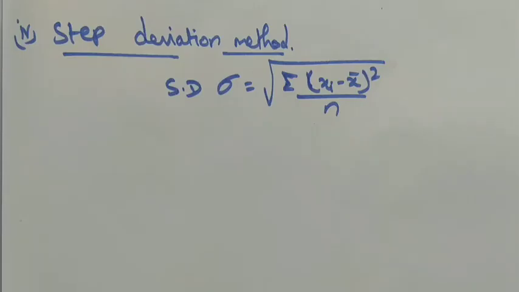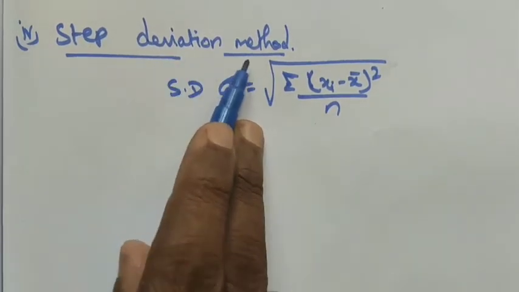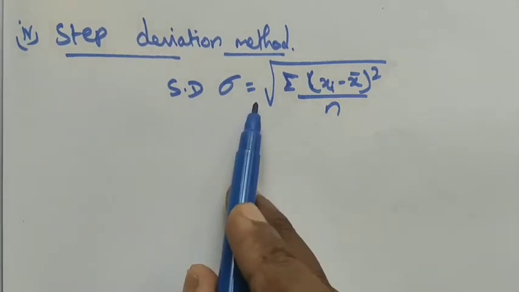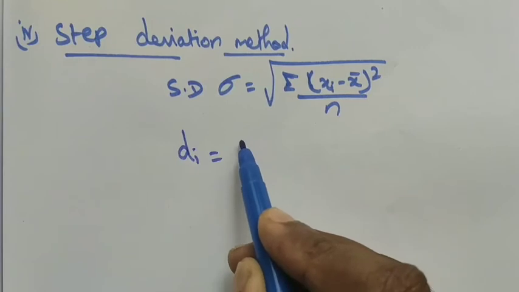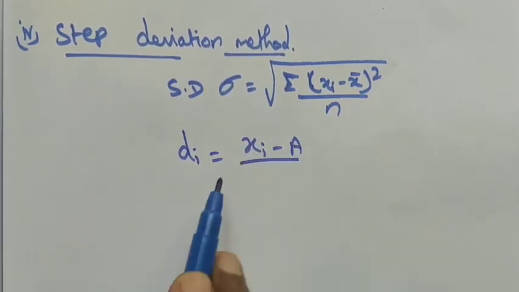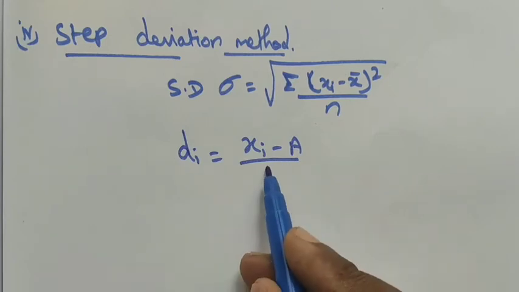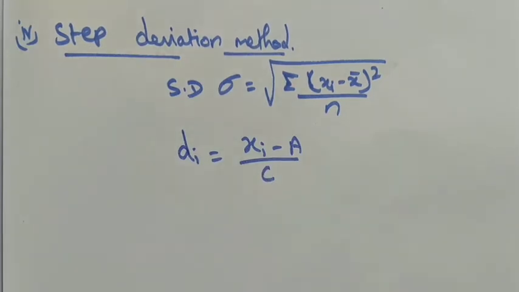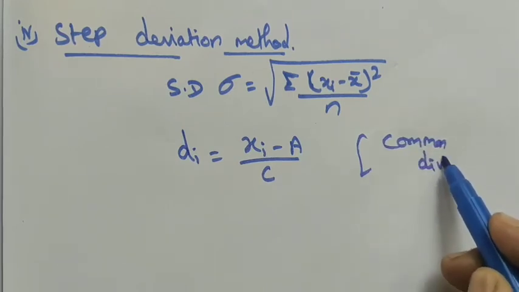Next we see another easy method to reduce longer data into the lowest form for standard deviation. Let us see the step deviation method. Here standard deviation sigma is the general form. Here the step deviation di will be taken as xi minus a, as in the assumed mean method, and here we have that divided by c. C is the common divisor.